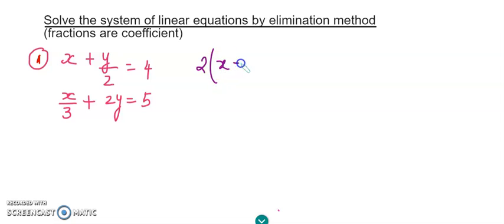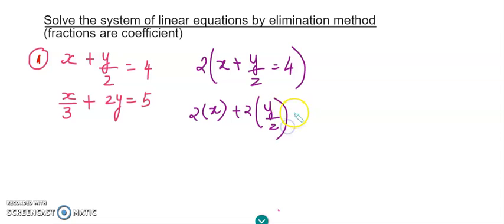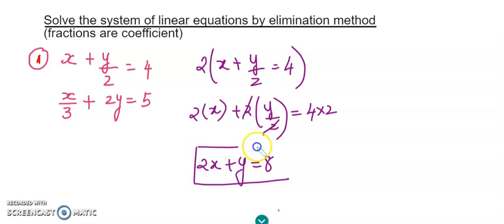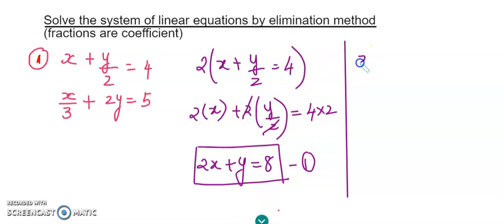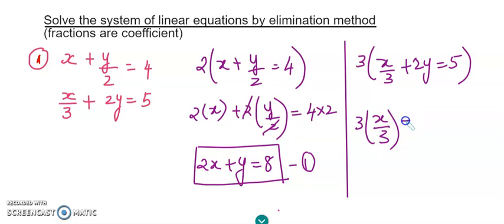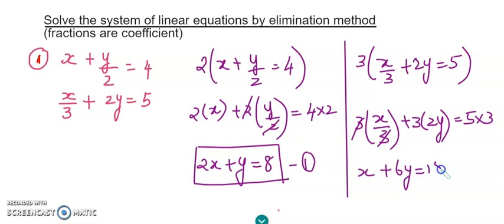So 2 multiplied by x plus y by 2 is equals to 4. So it will be 2 times x plus 2 times y over 2 is equals to 4 times 2. This 2 and this 2 will get cancelled off. So you will get 2x plus y equals to 8, which is the first equation. The second equation, it's 3 multiplied because the coefficient is 1 by 3, x over 3 plus 2y is equals to 5. So it's 3 times x over 3 plus 3 times 2y is equals to 5 times 3. So this 3 and this 3 cancel off. It will be x plus 6y equals to 15.